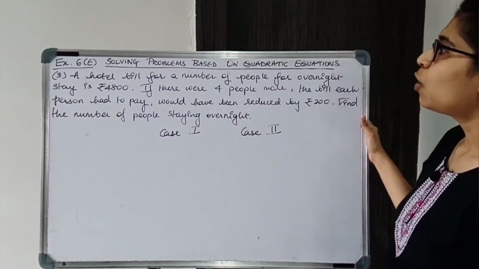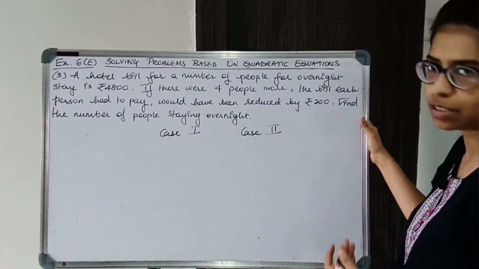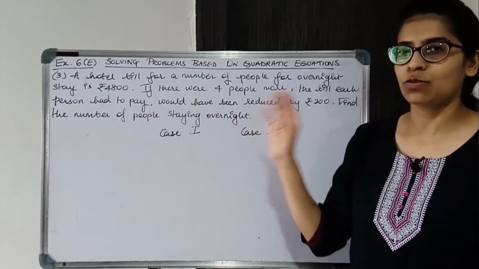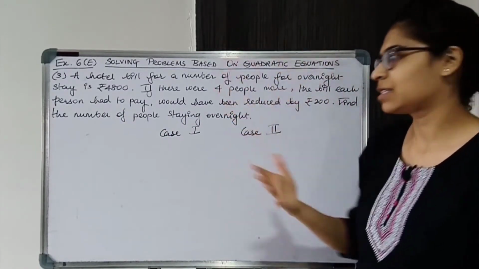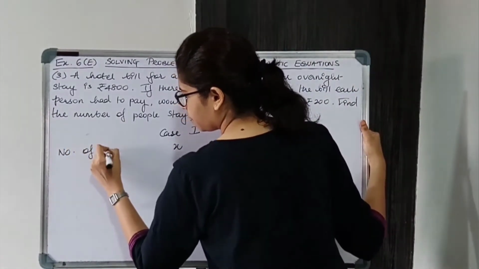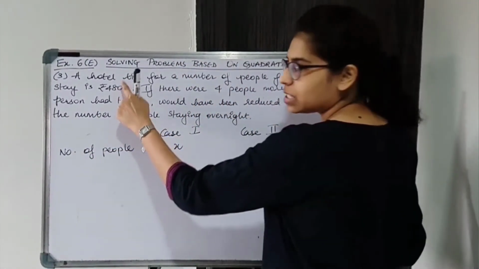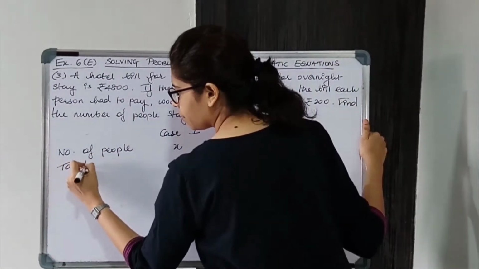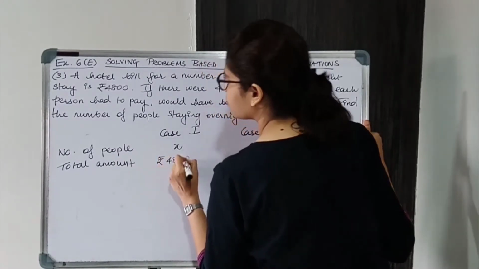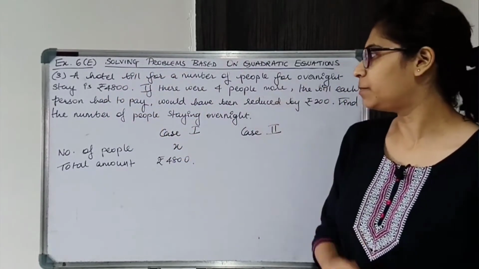Okay, a hotel bill for a number of people for overnight stay is rupees 4,800. We don't know the number of people. Okay, we need to find the number of people staying overnight. So let's say that the number of people are x, x number of people है. All right, and the total amount is 4,800. Right, the hotel bill total is 4,800 for a certain number of people.